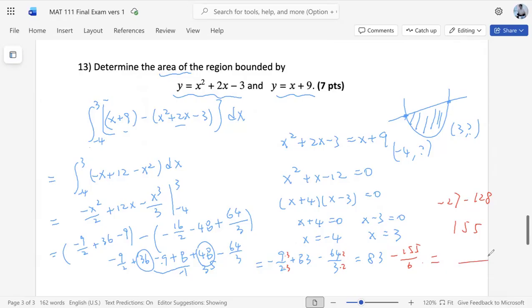So that's it. For this question, we need to find the intersection of those two because the lower limit and upper limit are not given. So how do we find the intersection? By equating the two functions and solving for x. Then the lower value will be the lower limit. The bigger value will be the upper limit.